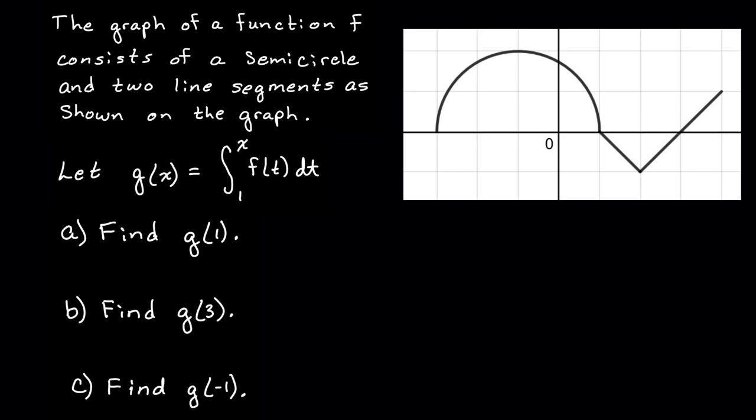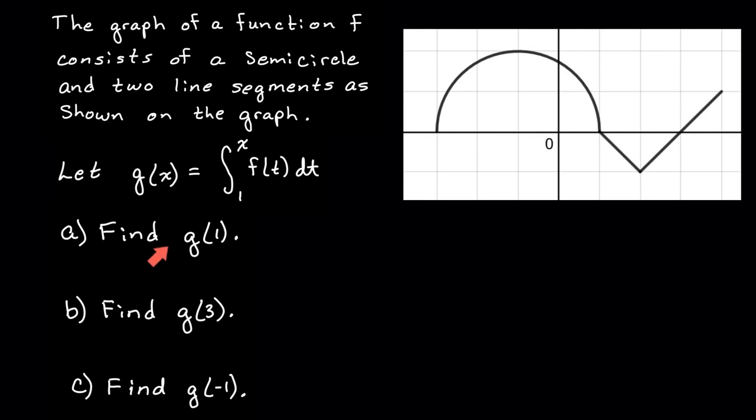All right, so on this one, we're going to be looking at a graph instead of having a specific function. Our function is going to be given by this particular graph. All right, so the graph of a function f consists of a semicircle and 2 line segments as shown here. And we're going to let g of x equal the integral from 1 to x of f of t dt.